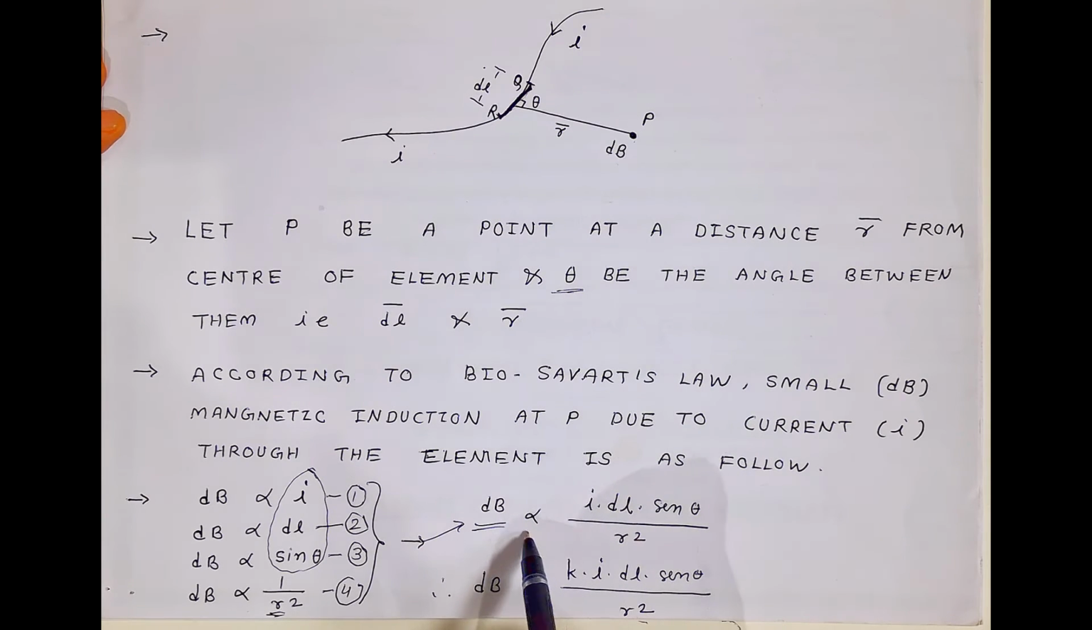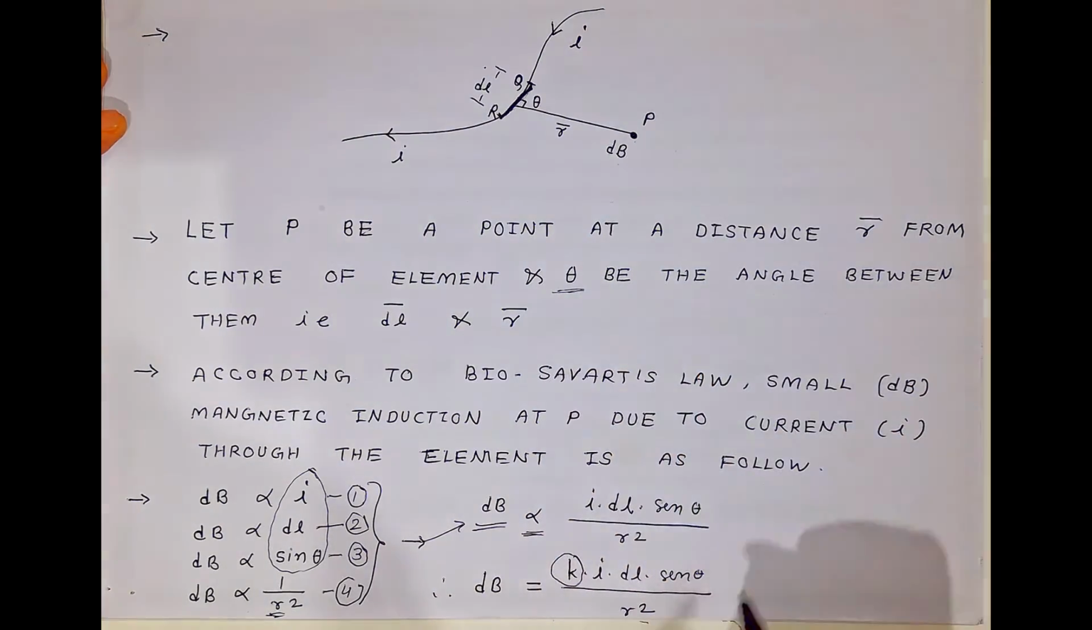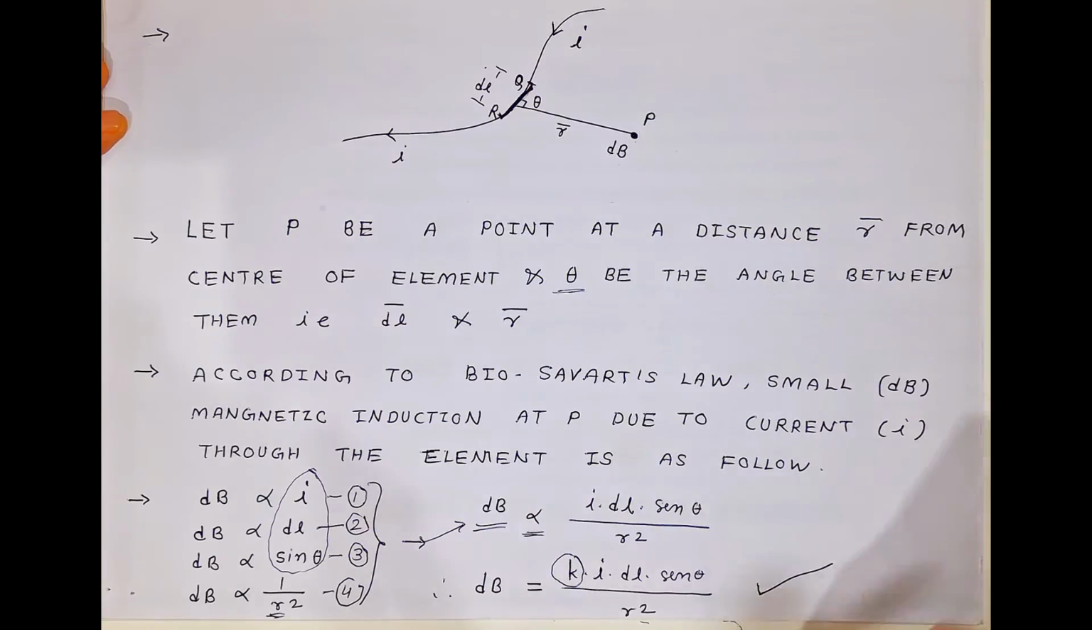Okay students, now you have to remove the proportionality, for that I have put a constant K. So dB is equal to K I dl sin theta upon r square. This is the small magnetic induction produced at point P. Understand, students, this is a very important formula. With the help of this formula we are going to solve so many problems.